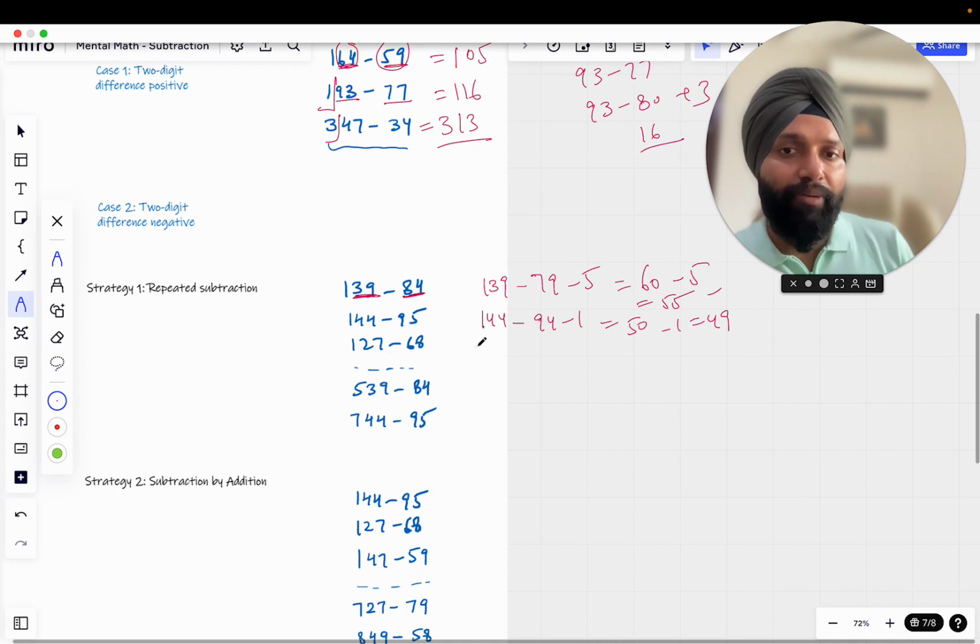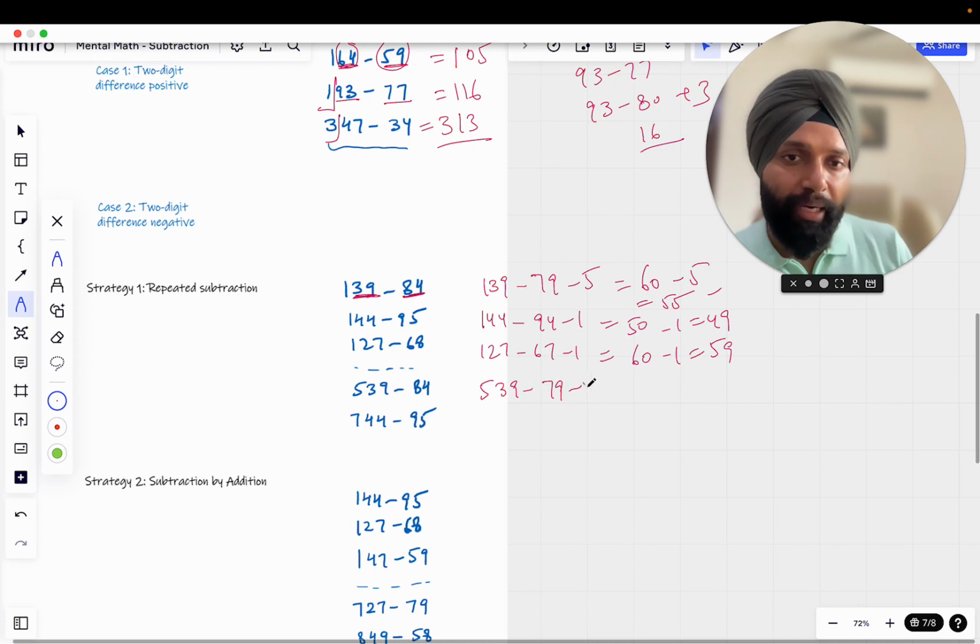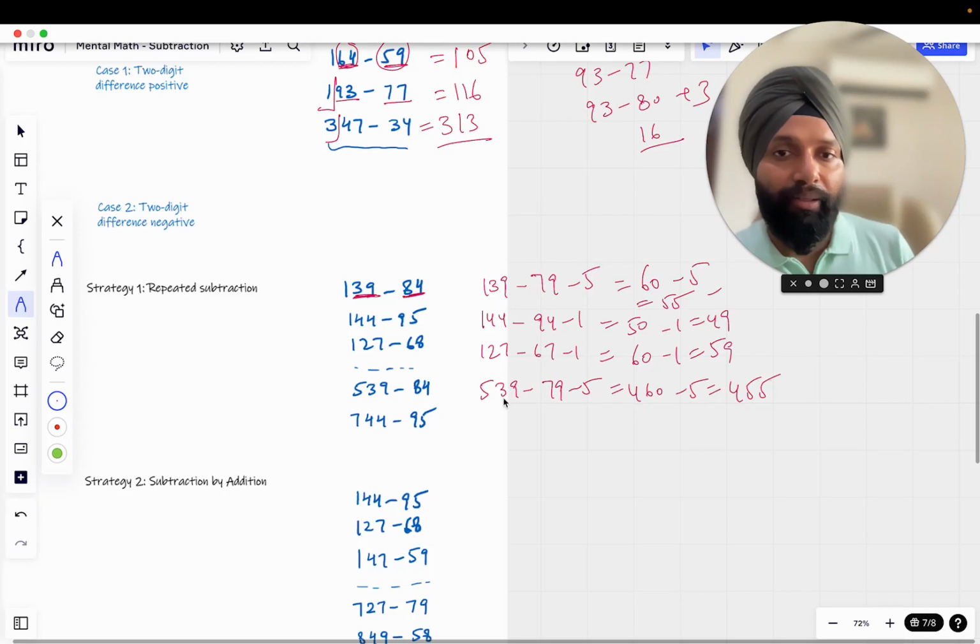Similarly, 127 minus 68 is this way. So the 7 cancels out. So 12 minus 6 is 60 minus 1, so 59. So 539 minus 84. So 539 minus again 79 minus 5. So this is 460 minus 5. This is a little complex. 455. Right? So again the numbers are becoming bigger.